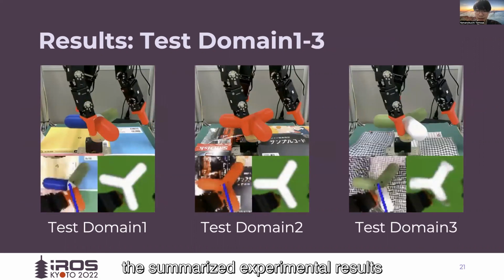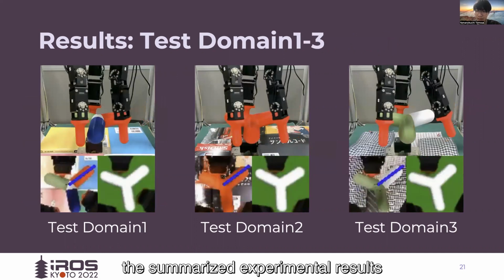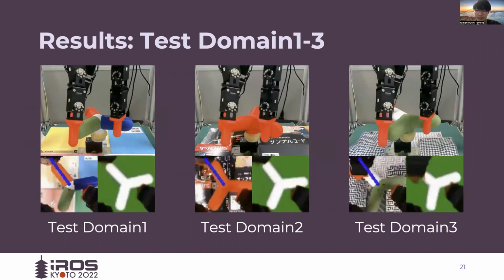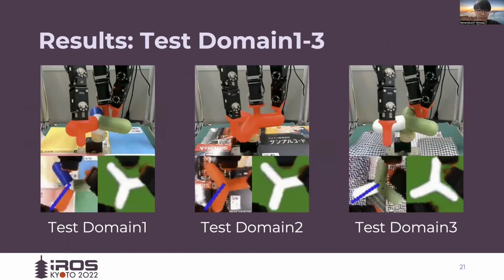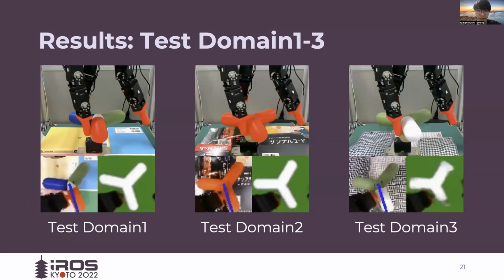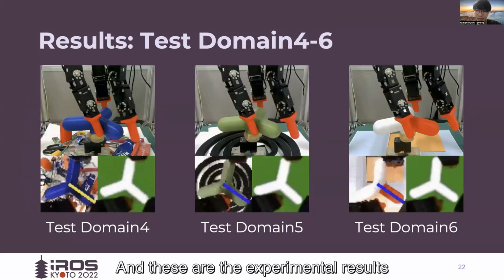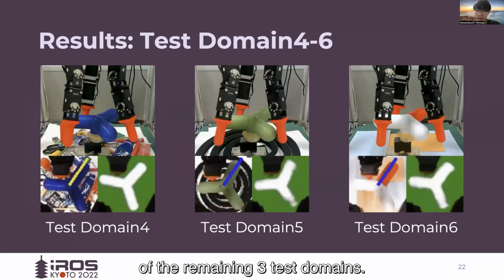Then these are the summarized experimental results of the first three test domains. And these are the experimental results of the remaining three test domains.